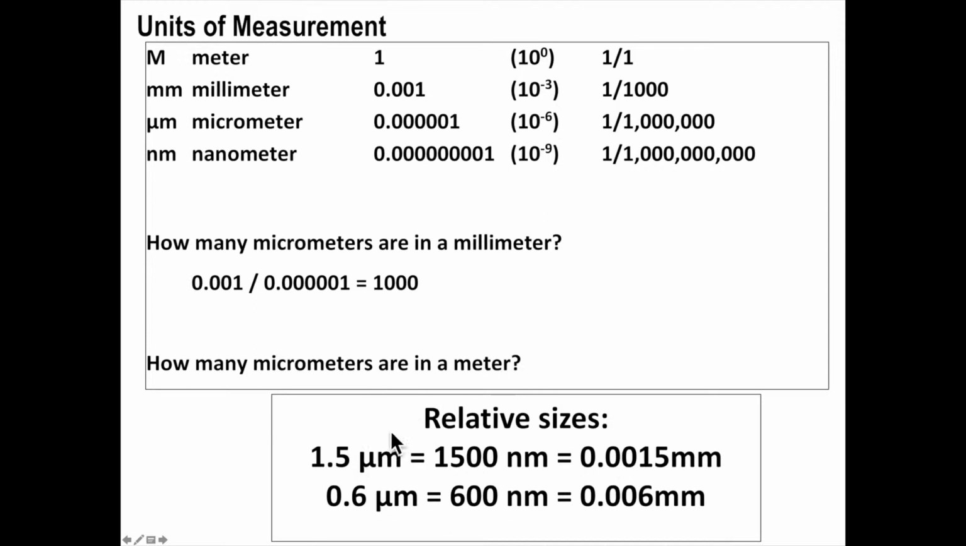This is also why it matters. If you're looking at a particular cell that is 0.6 micrometers long, you should know that that's also the same thing as 600 nanometers long or 0.0006 millimeters. Bottom line, know how to go back and forth between these and understand the 1,000-fold difference between meter, millimeter, micrometer, and nanometer.